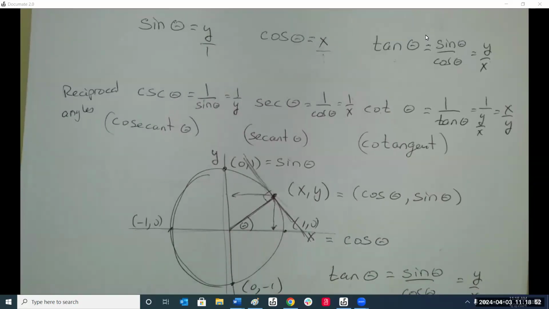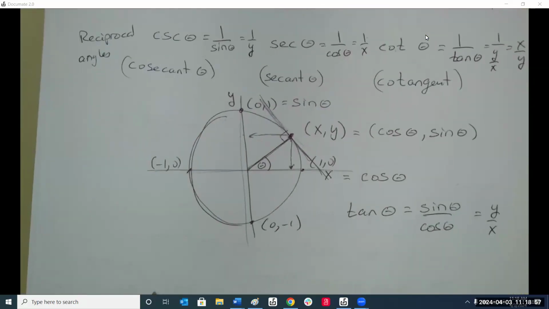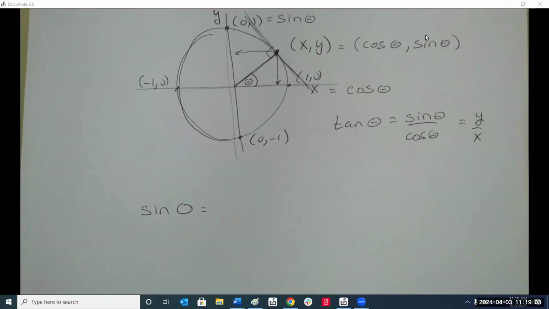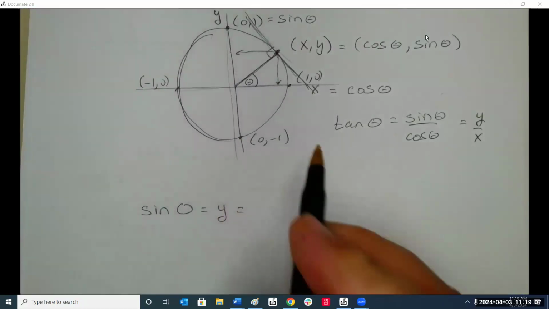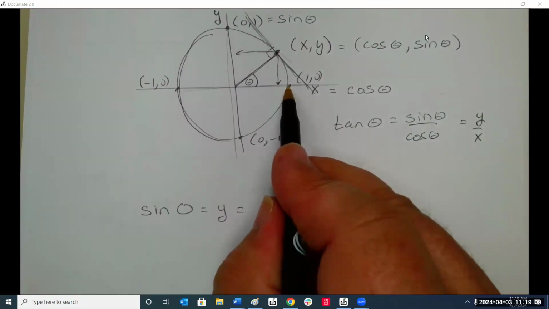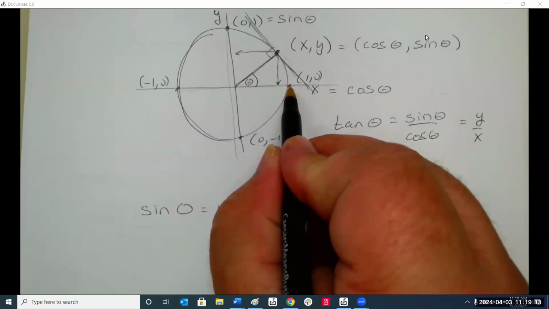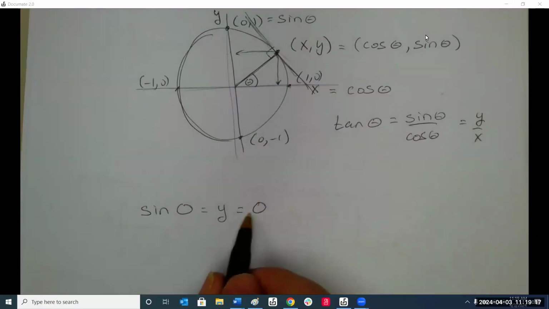So using our unit circle, let's look at what these values are. The sine at 0 degrees equals the value of y, right? What is the value of y at 0 degrees? That's where the circle meets the x-axis. What's the y value there? The y value is 0. So sine of 0 is 0.